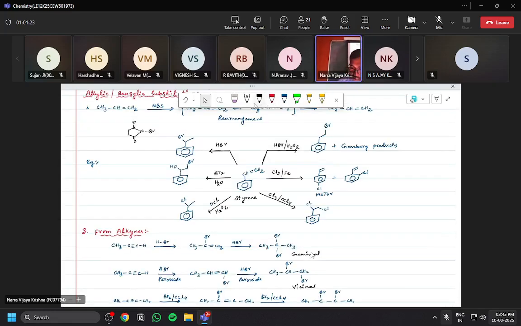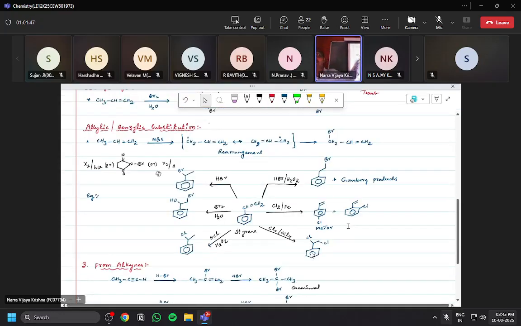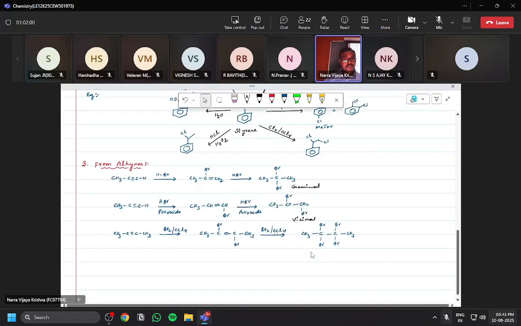Here for allylic or benzylic, you write this one also. Halogens in presence of sunlight or halogens on strong heating also prefer allylic substitution if allylic carbon is available. This is the allylic carbon. If allylic carbon is available, allylic substitution will be preferred. Any questions up to here?